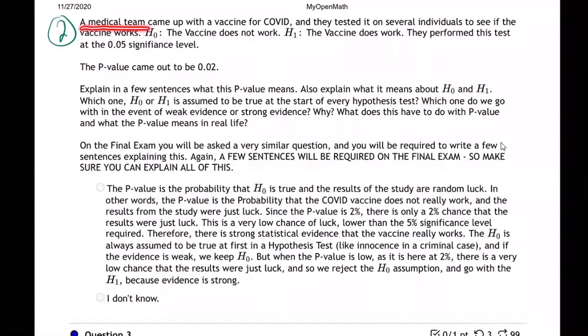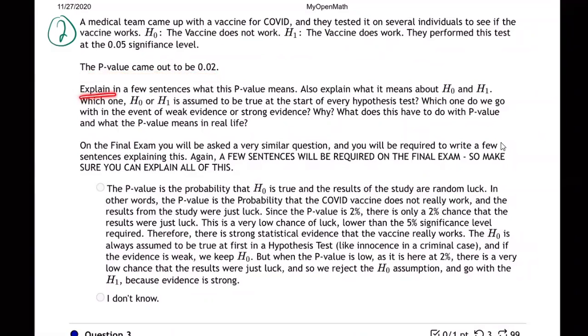A medical team came up with a vaccine for COVID, and they tested it on several individuals to see if the vaccine works. Sounds good. H0, the null hypothesis: the vaccine does not work. H1: the vaccine does work. They performed this test at the 0.05 significance level. The p-value came out to be 0.02.